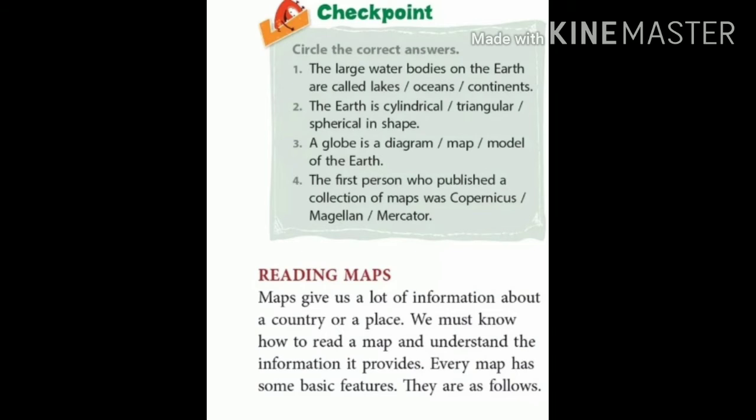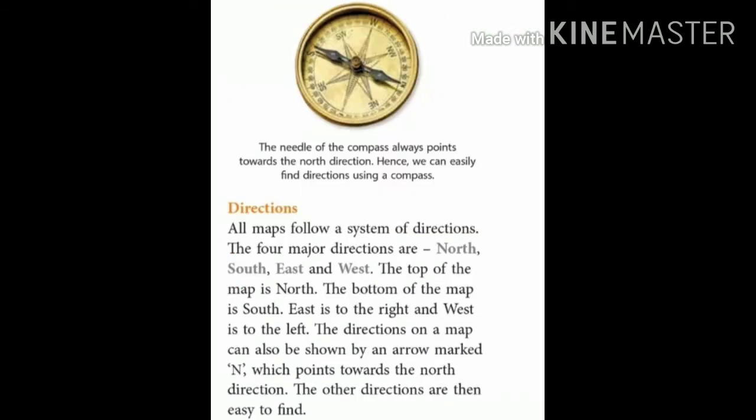Reading maps. Maps give us a lot of information about a country or a place. We must know how to read a map and understand the information it provides. Every map has some basic features. They are as follows. The needle of the compass always points towards the north direction. Hence, we can easily find directions using a compass.